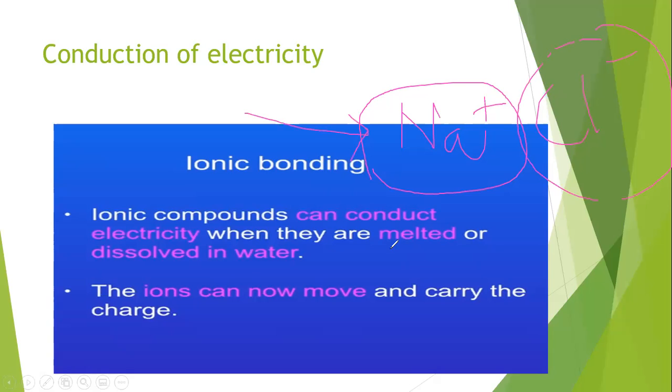And when you are melting the ionic compound, its ions start moving. They will lose their strong electrostatic forces, weaken them, and randomly start moving. That's why they conduct electricity. When ionic compounds are solids, they do not conduct electricity, but when they are dissolved in water, they separate out into their ions, loosen their electrostatic forces, and start moving.